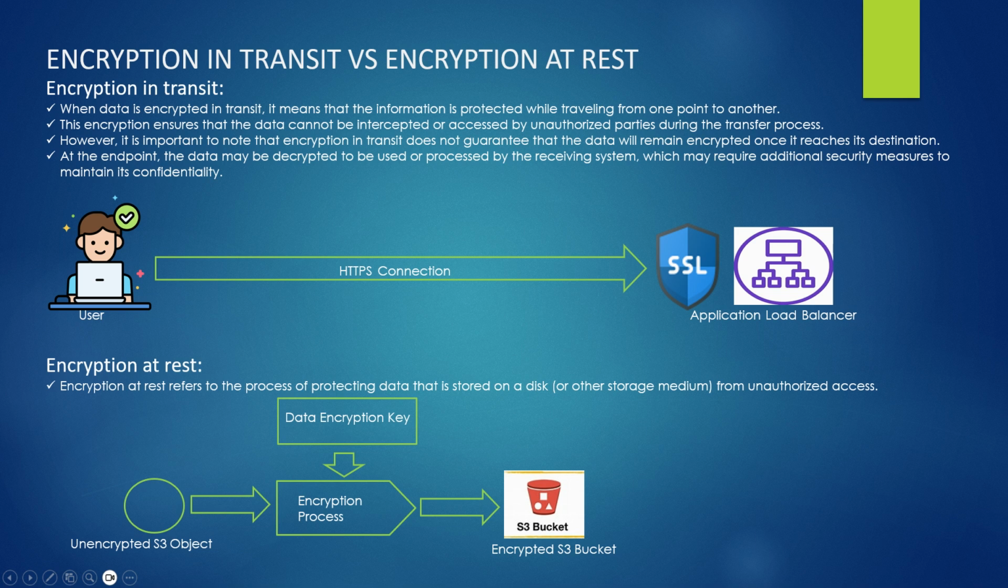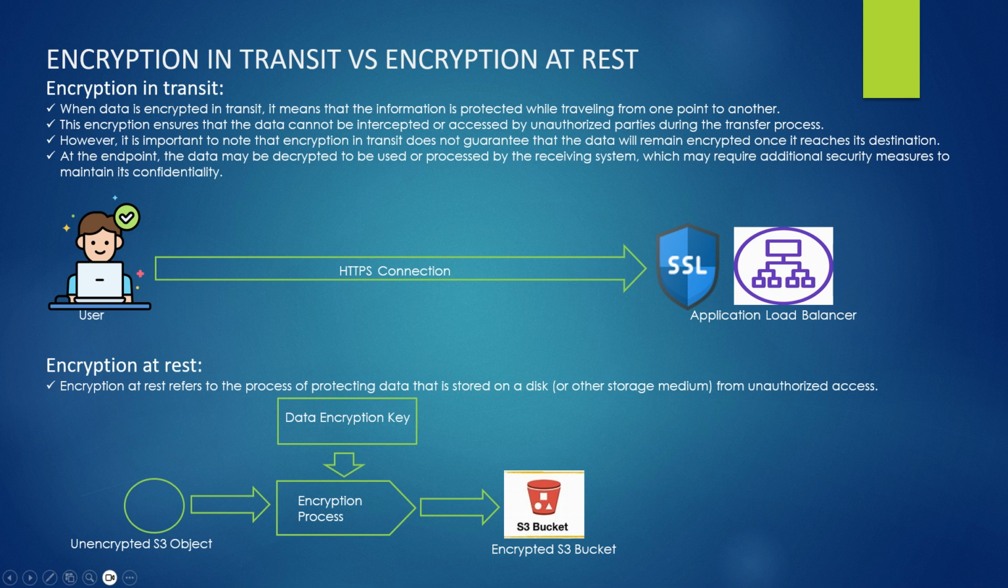At rest means when it is stored in your S3 bucket, or maybe some kind of device like your disk storage or EFS, Elastic File System. It could be anything, but it is whenever it is stored. So encryption at rest refers to the process of protecting data that is stored on a disk or other storage medium from unauthorized access.